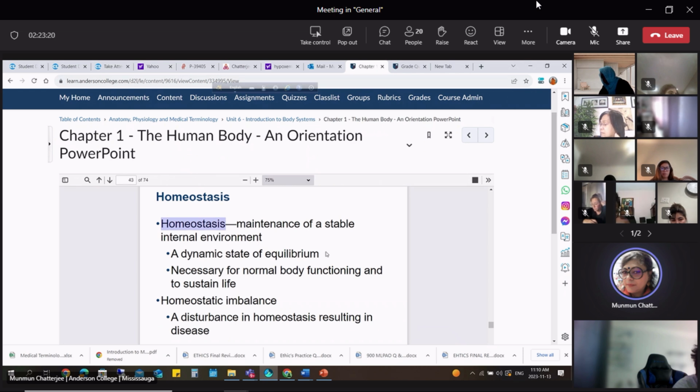When there is dysfunction and impaired function, then you develop high blood sugar, diabetes. When sodium is high, when your blood pressure is high, everything gets controlled. That is the maintenance of the equilibrium state. That is called homeostasis. So homeostasis is the maintenance of a stable internal environment. It's called the dynamic state of equilibrium. It is necessary for normal body functioning and to sustain life.